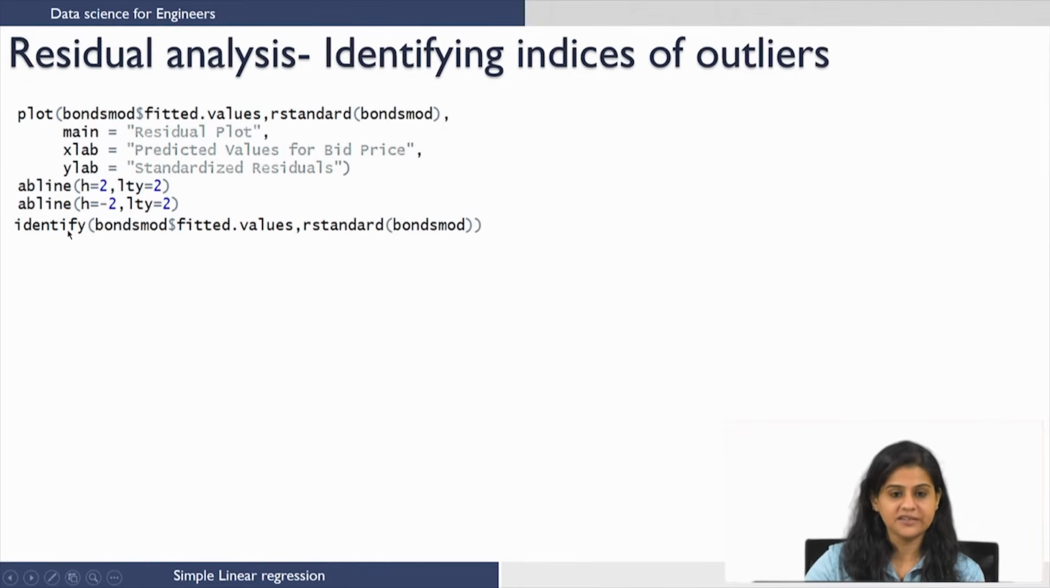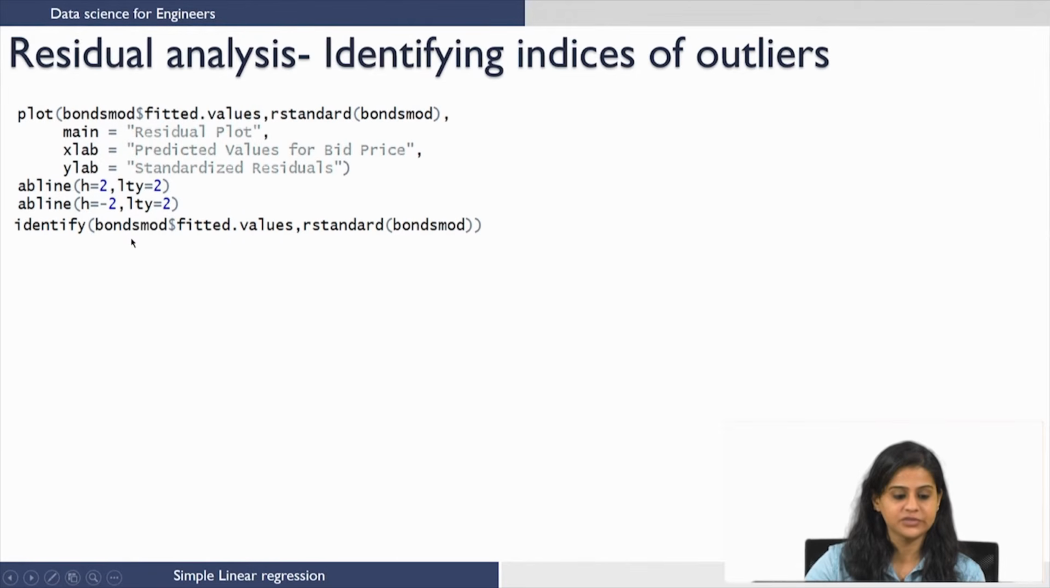I now use the identify function to identify the indices. My input for this is the fitted values of the Bond's model and the standardized residuals. The reason I am giving fitted values is because on the plot I want the indices to be found. The plot has fitted values from the model and the standardized residuals from the model. So, on this plot I want my indices to be identified, so I give the same inputs that I have used for the plot command for the identify function.